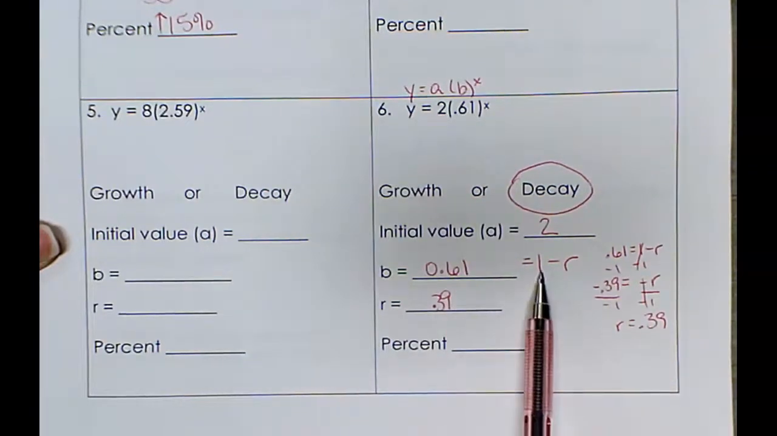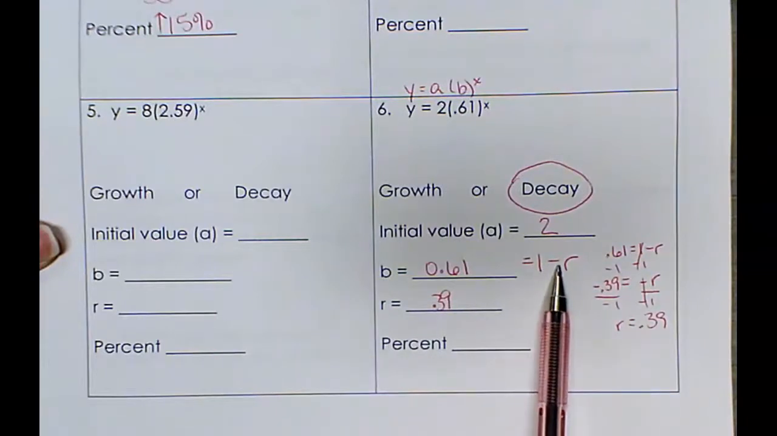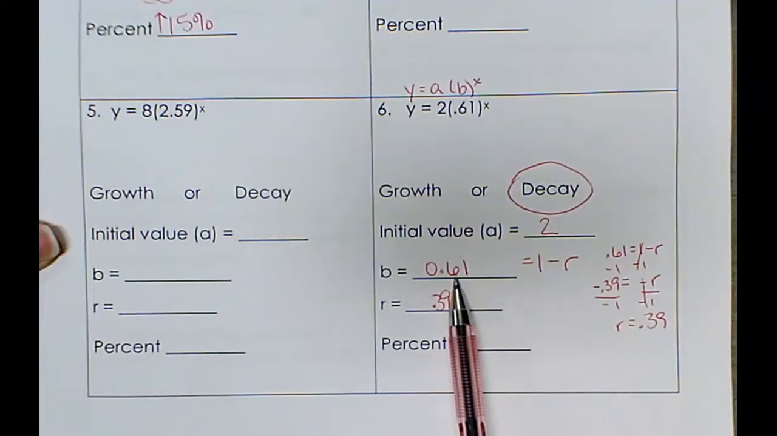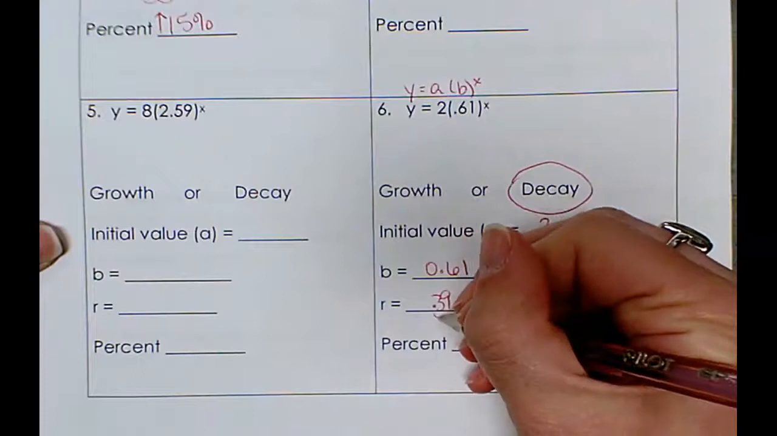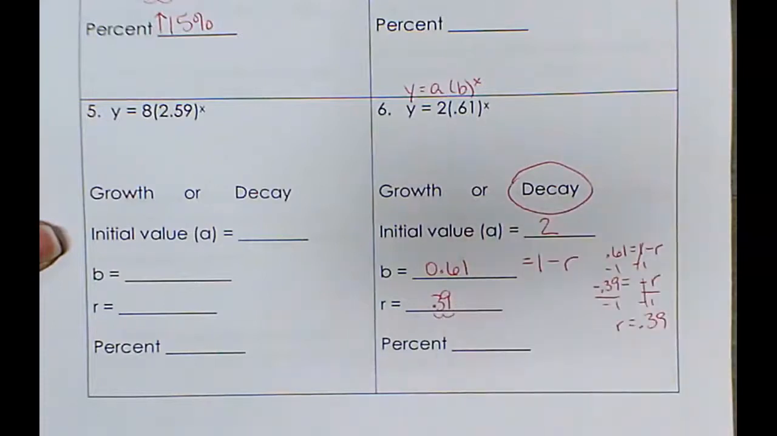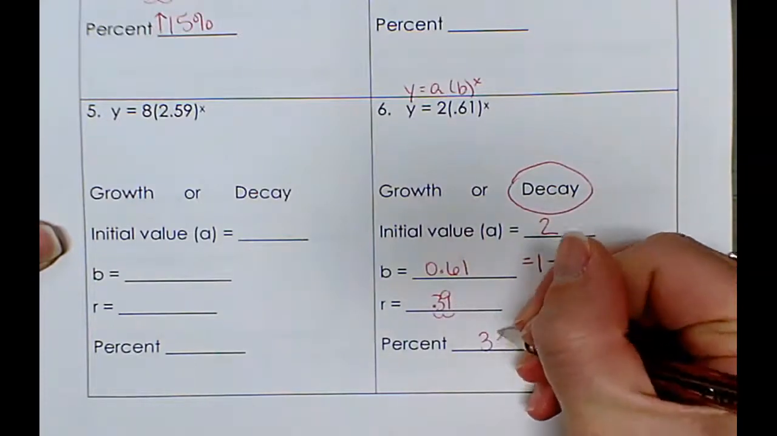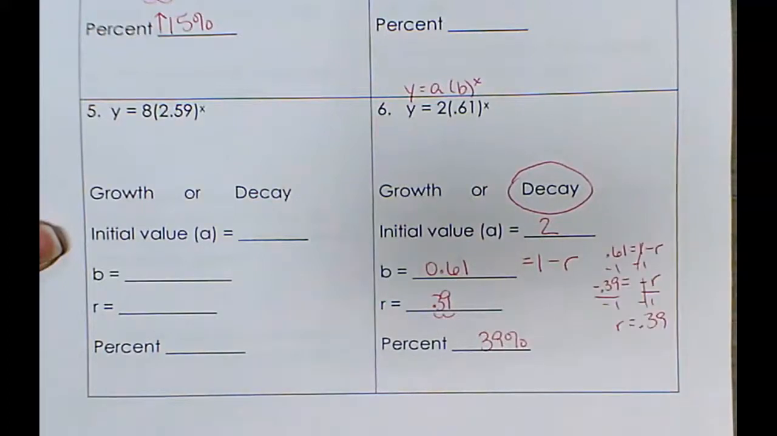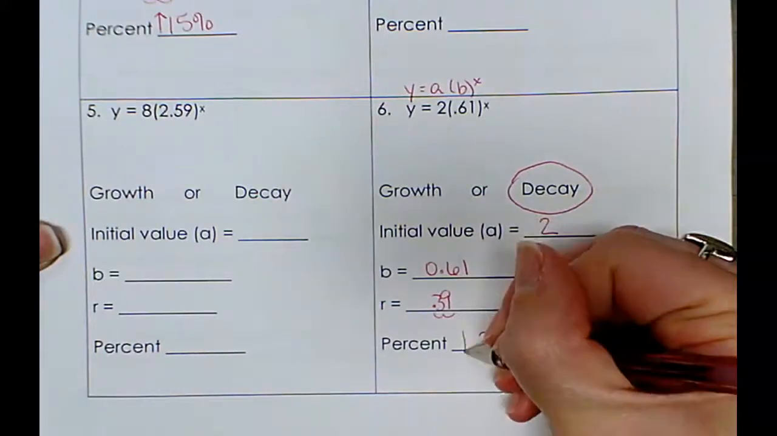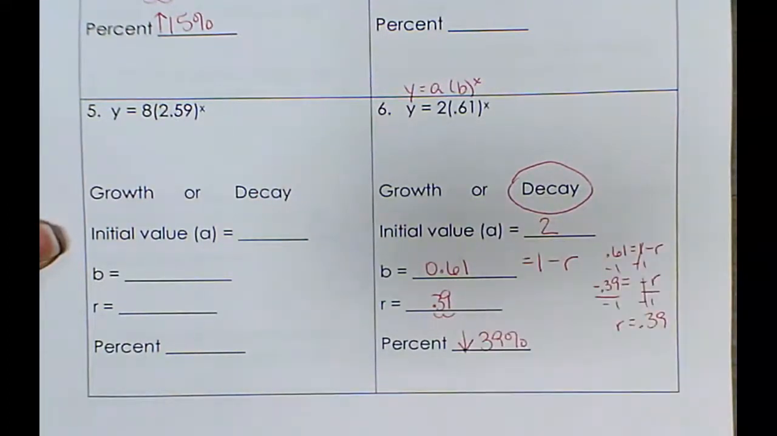So you can think about money if you want. $1, I take cents away from $1 and I end up with 61 cents. How many cents do you take away from $1 to end up at 61 cents? Well, you take away 39 cents. So that's your r value here. The percent is what you get when you turn this r value into a percent. So 39%. And this was exponential decay, so it's a decrease by 39%.